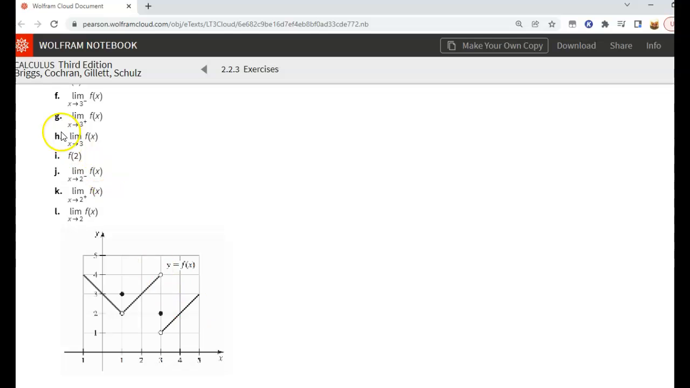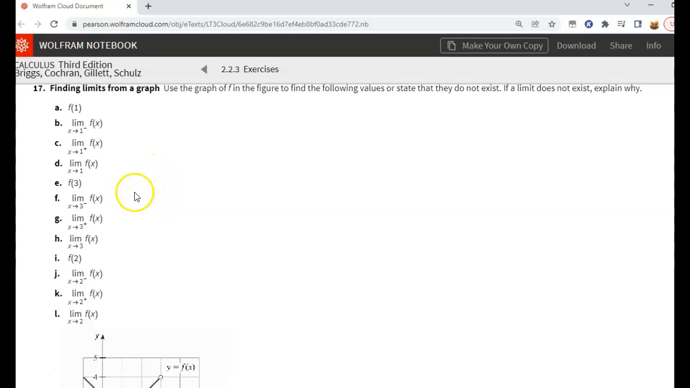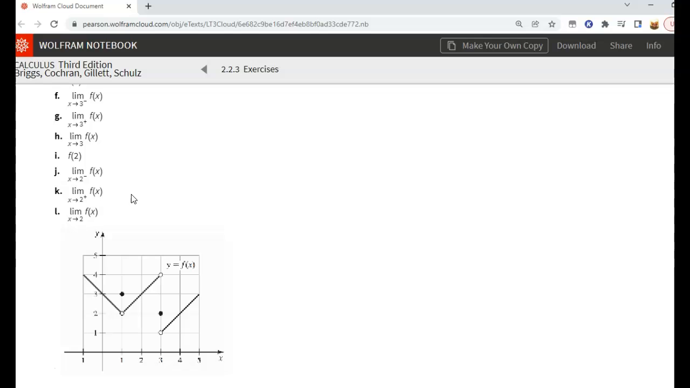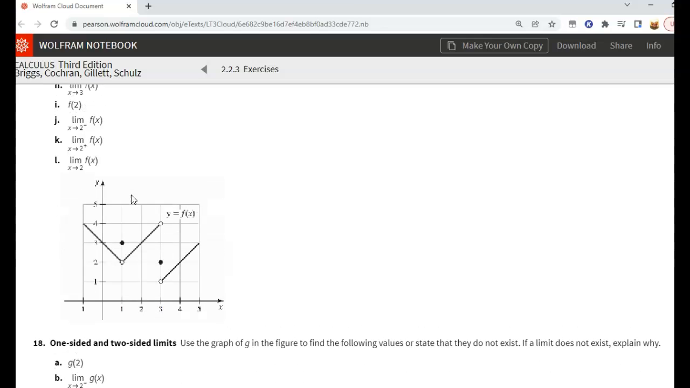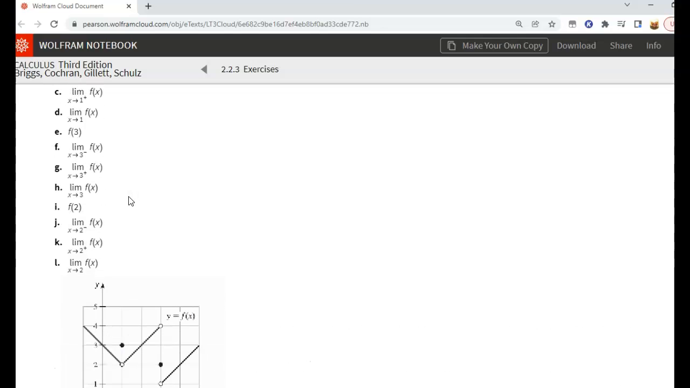If it was asking limit as x approaches 3 from the right, like it does in part G, then that graph is approaching 1. But the overall limit doesn't exist because left and right don't agree. So that's a really good example to think of the type of question that I will ask on the exam.